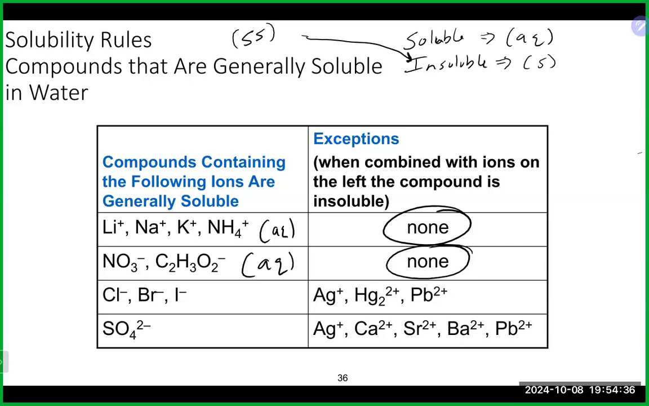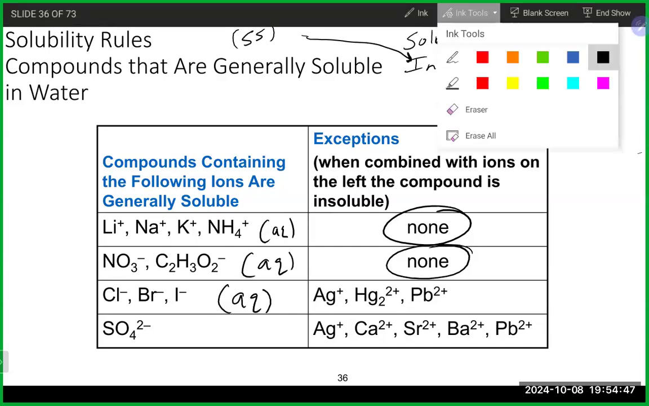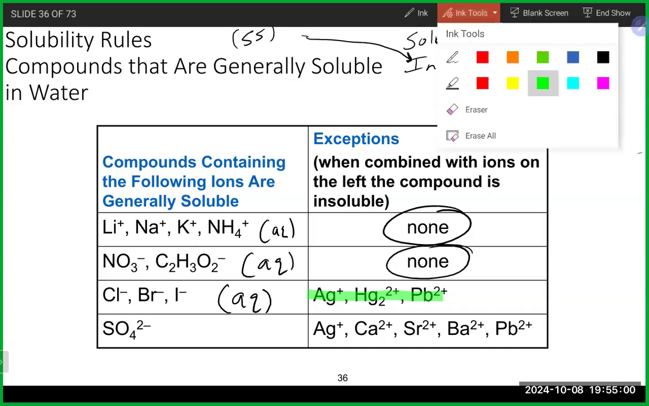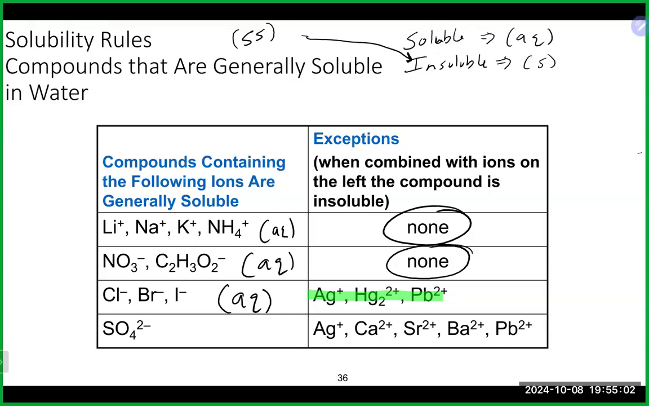Now, if you have something that has chloride, bromide, or iodide in the formula, it will be soluble, which means it will get aqueous. But in this case, there are a few exceptions: silver, mercury 1, by the way, and lead 2. Those are exceptions, which means that if you have any of those three hooked up with either chloride, bromide, or iodide, they will do the opposite, which means they will not be soluble. They will actually become insoluble and make a solid product.